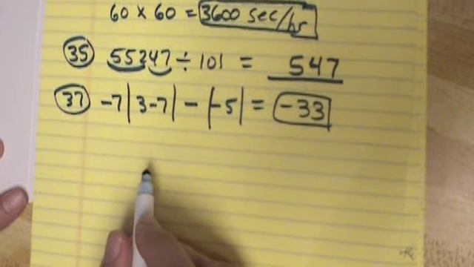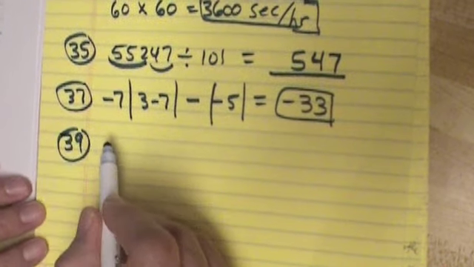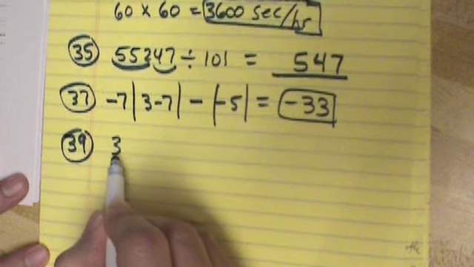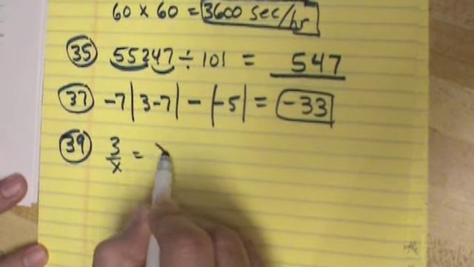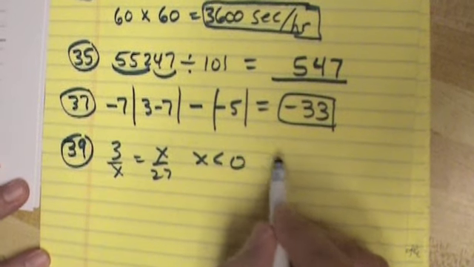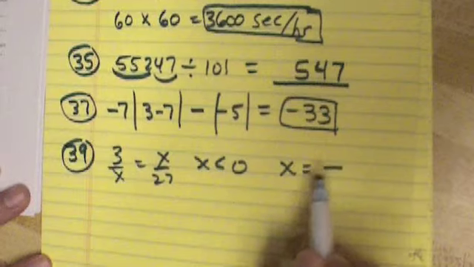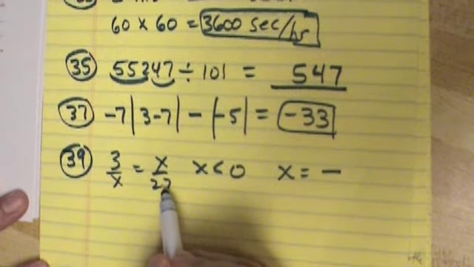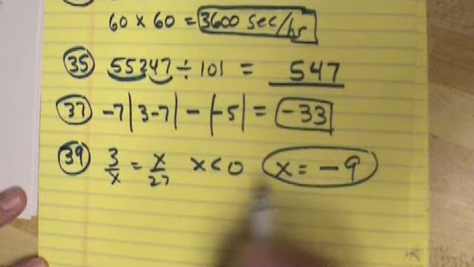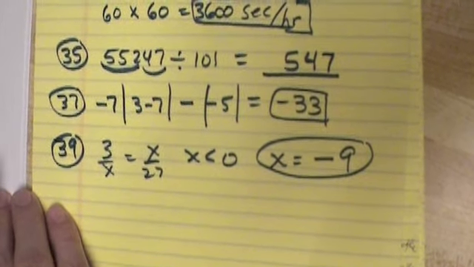And I believe the next one is number 39. Question number 39 says if 3 is to x as x is to 27 and x is less than 0, then the value of x equals what? Well, the value of x is going to be a negative value. 3 times 27 is 81, x squared is 81, that's a negative 9. And that was number 39.